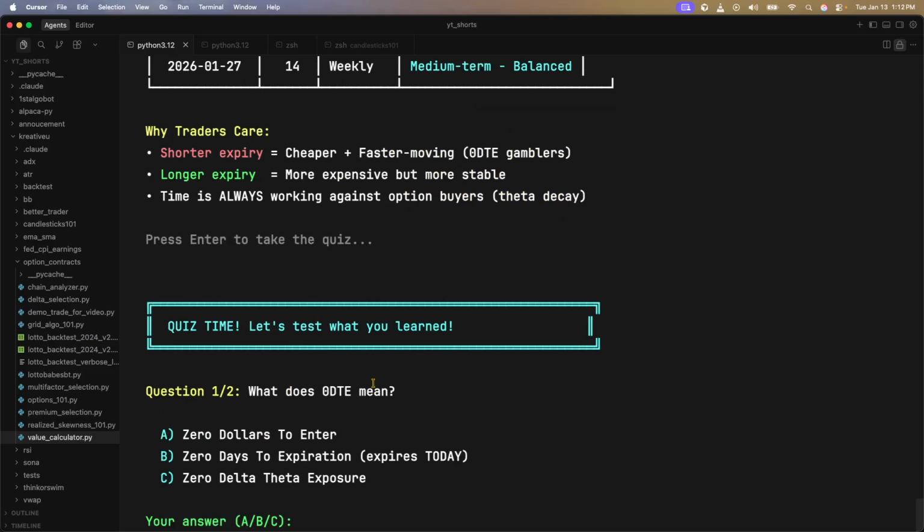So 0 DTE, these are what kind of option contracts? A, these are $0 to enter. I wish. If I just had an idea, it's like, all right, bet, I want this option contract and it costs us nothing. Why not, fam? Or B, 0 days to expiration? This expires today. That sounds familiar. Or C, 0 delta theta exposure? So what does 0 DTE mean?